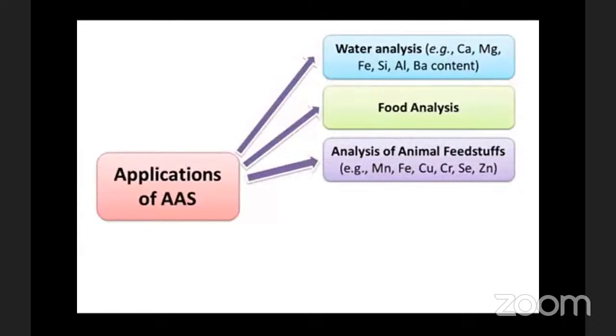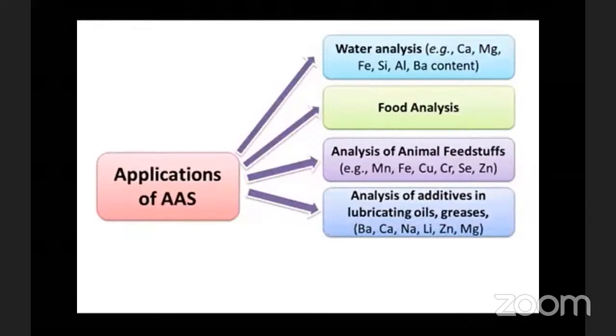Then the third important application is analysis of animal feedstuffs. Animal feedstuffs also contain some food preservatives as well as some salts, and the metal content present in these animal feedstuffs, like manganese, iron, copper, chromium, selenium, zinc, etc., can be analyzed with the help of this AAS spectroscopy. Then another application is analysis of additives in lubricating oils, greases, etc.